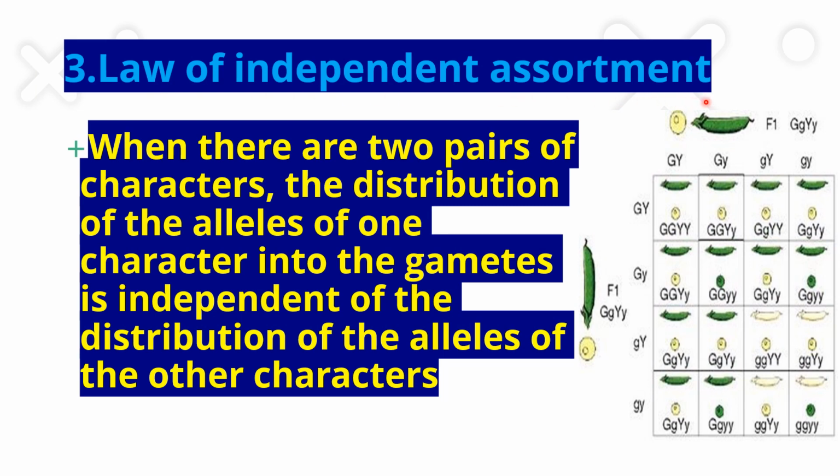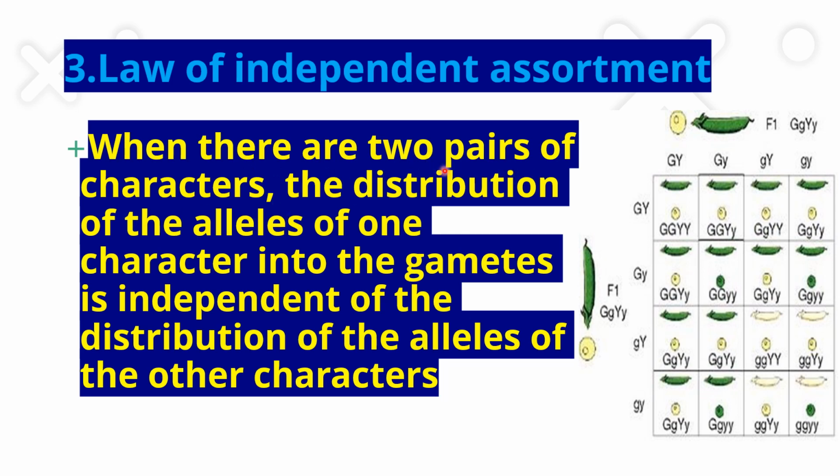Law of independent assortment. What is the law of independent assortment? When there are two pairs of characters, the distribution of the alleles of one character into the gametes is independent of the distribution of the alleles of the other character. Yes, this is Mendel's third law. It is defined as when there are two pairs of characters.